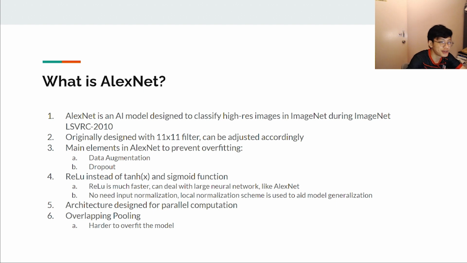The main improvement in AlexNet is that it is designed to prevent overfitting by introducing data augmentation and dropout. Also, it uses the ReLU function instead of arctan and sigmoid functions, which means it is much faster and it doesn't require input normalization. However, we will require a normalization method to aid with model generalization. The architecture itself is designed for parallel computation, basically using more GPUs at one time. And it has overlapping pooling, which means it is harder to overfit with this model.